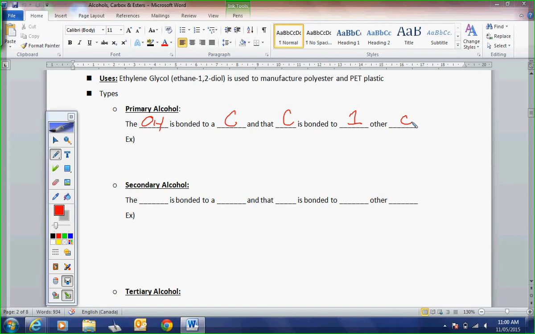And a secondary alcohol is when the OH is bonded to a carbon, and that carbon is bonded to two other carbons. So for example, here's an OH, it's bonded to a carbon, and that carbon is bonded to one other carbon, and no other carbons. So what must the other sticks be then? Hydrogens.